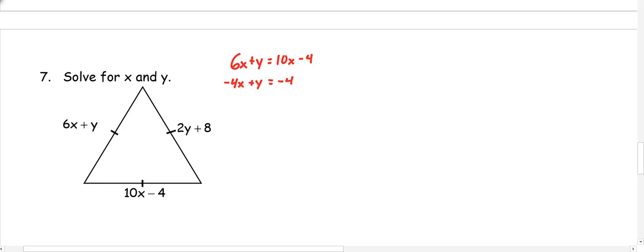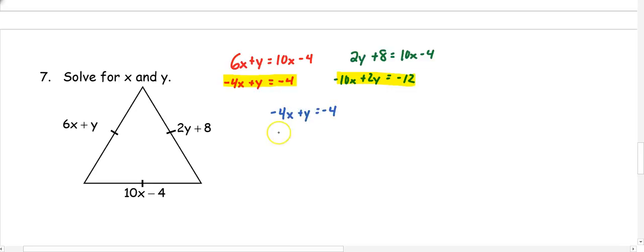I need another equation. So this time I'm going to use 2y plus 8 is equal to 10x minus 4. So I'm going to subtract 10x from both sides and subtract 8 from both sides. And I get negative 10x plus 2y equals negative 12. Now I can use both of these equations to set up a system. So I have negative 4x plus y equals negative 4. Negative 10x plus 2y equals negative 12.